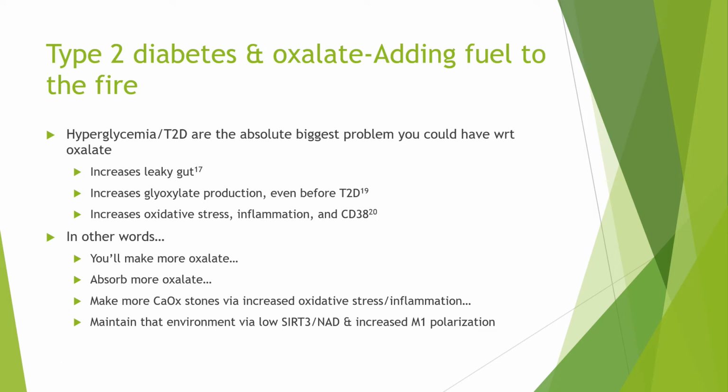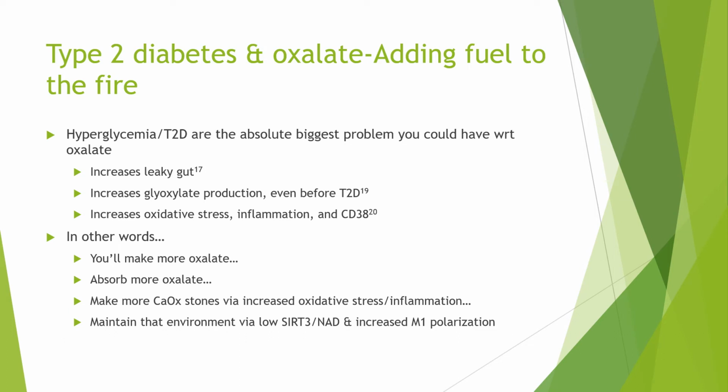You've got type 2 diabetes, prediabetes. You're going to make more oxalate. You're going to absorb more oxalate. You're going to make more calcium oxalate stones because you have increased oxidative stress and inflammation. And you're going to maintain an environment that predisposes you to these problems because you have low sirtuin-3 NAD activity, and you have increased M1 polarization. So you're effectively making yourself an oxalate absorbing and creating machine. So the risk to the kidneys is way worse.